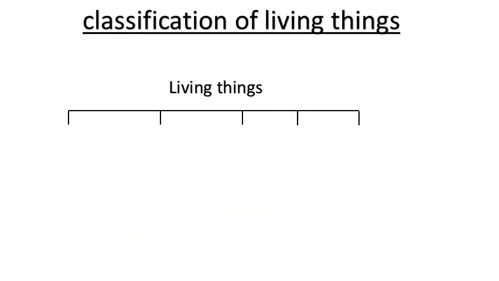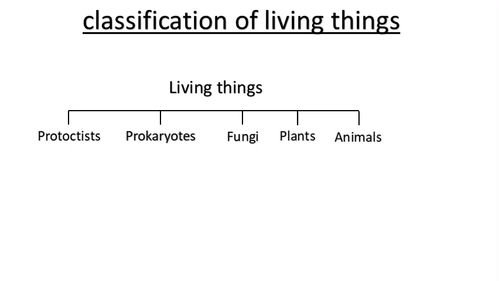Now we are going to summarize what we have learned in this chapter. We have discussed that living things are divided into 5 kingdoms. What are they? Protoctists, prokaryotes, fungi, plants, animals. We are not going to discuss these 4.